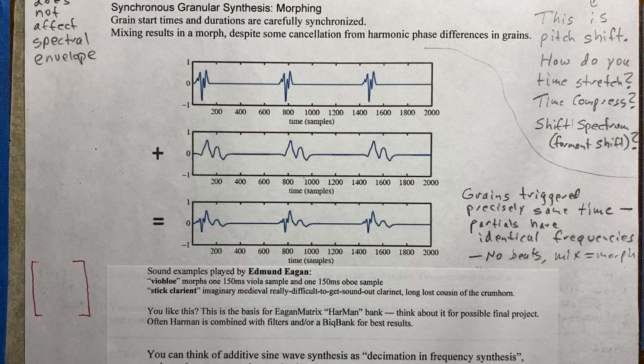And here's another morphing sound. I think it's a wood noise and a clarinet, but Ed Eagan called it stick clarinet. And I think you're supposed to sort of imagine this medieval instrument that's really hard to get a sound out of. Kind of like a crumhorn.